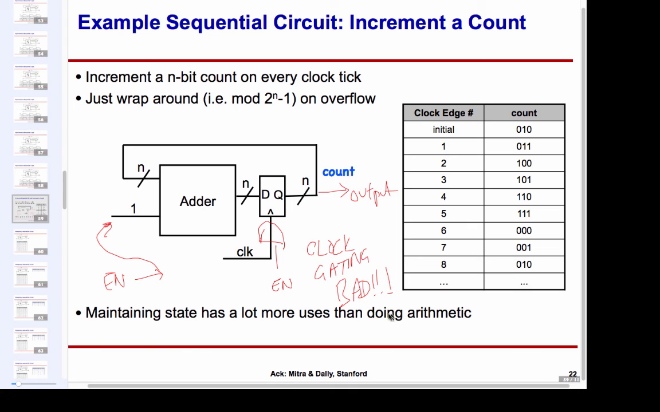The reason, by the way, this thing is a bad idea is, let's imagine there is a glitch on this signal, some spike on this signal, then that can lead to an artificial clock being there. So one has to be very careful if you're doing this clock gating. Okay, so that's a very simple example.